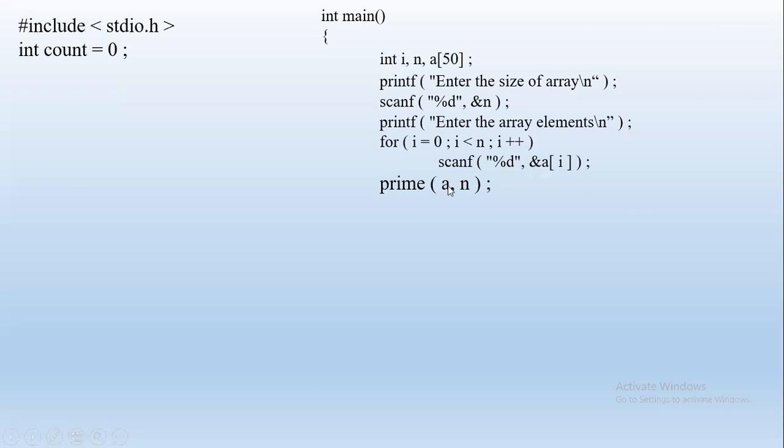Here we are writing only the name. There we wrote it with the square brackets. So we are writing only the name of the function and the name of the array. Only the name of the array is enough. So we are writing A, comma N. Because we have already declared it as an array, only the name will suffice. Here A is the array name, and N is the number of elements. We are passing these to the function called prime. So main is the calling function, prime is the called function.